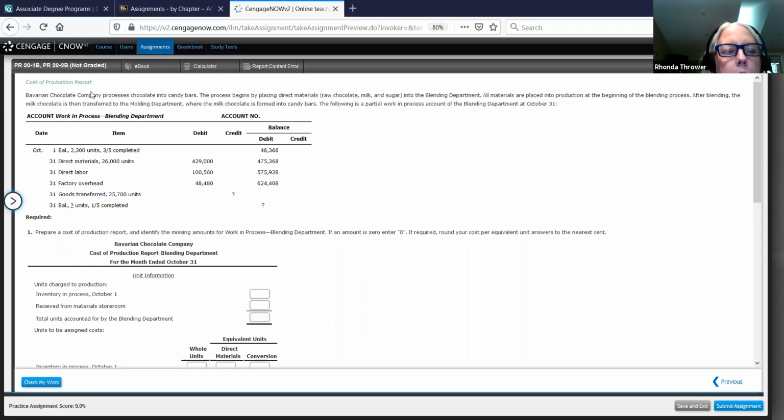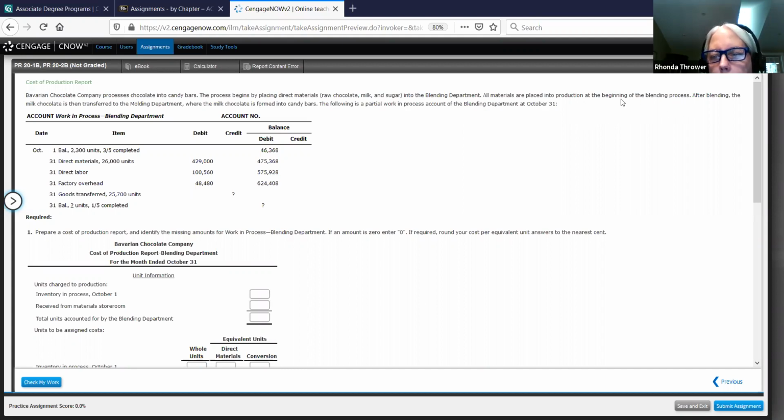For this company, we're going to be the Bavarian Chocolate Company, and we're going to process chocolate into candy bars. The process begins by placing direct materials like raw chocolate, milk, and sugar into the blending department. All the materials are placed into production at the beginning of the blending process.